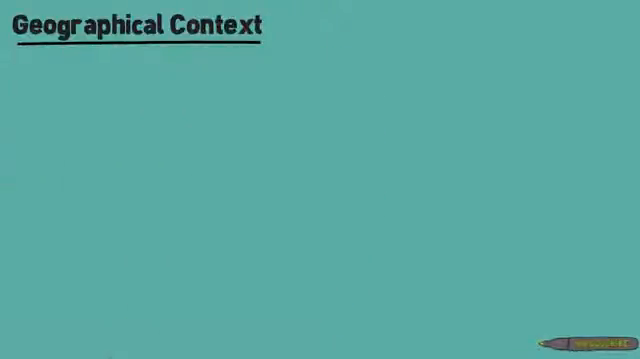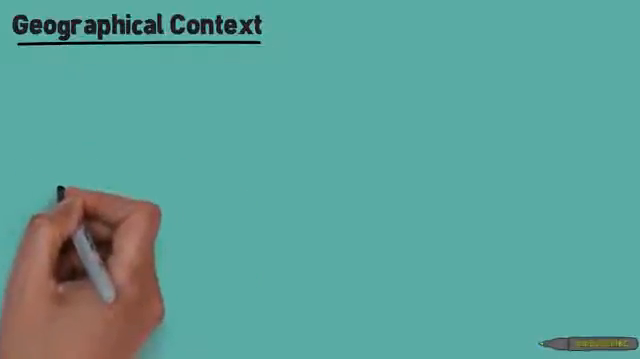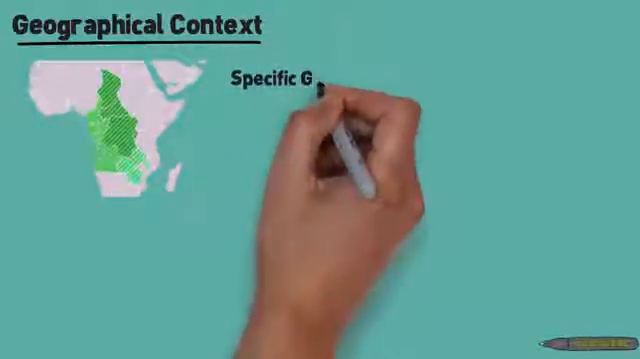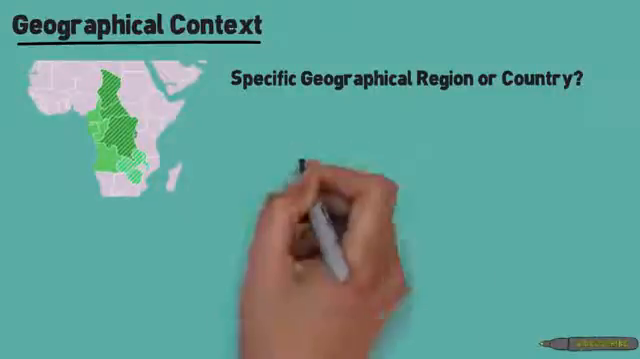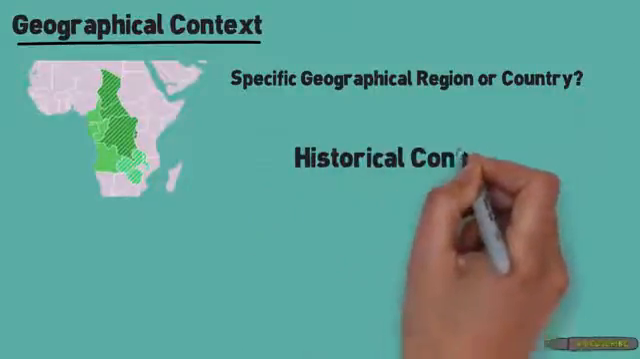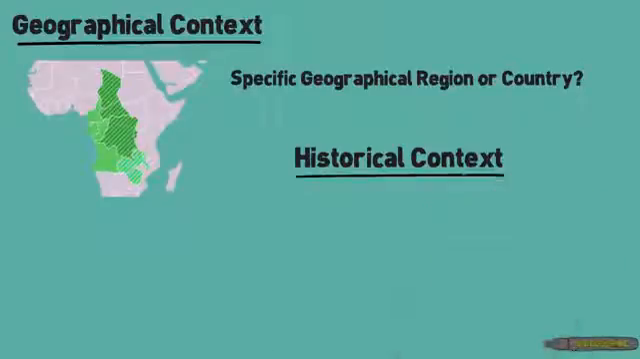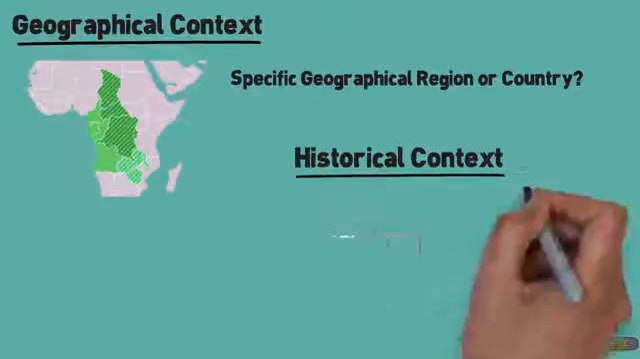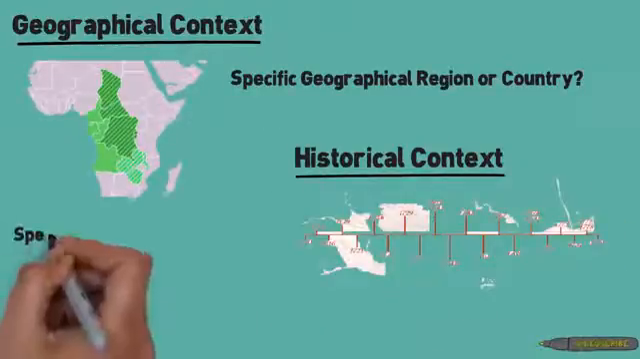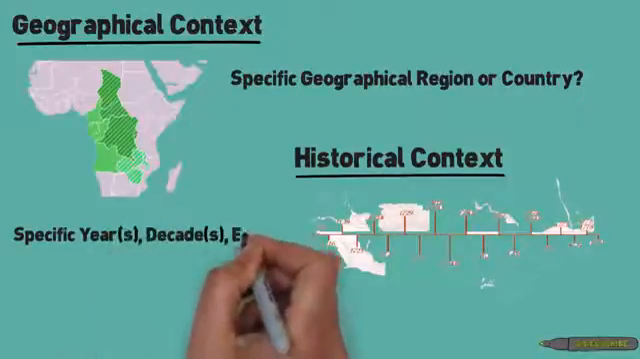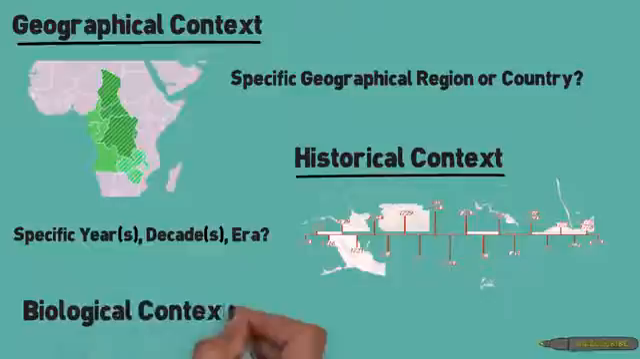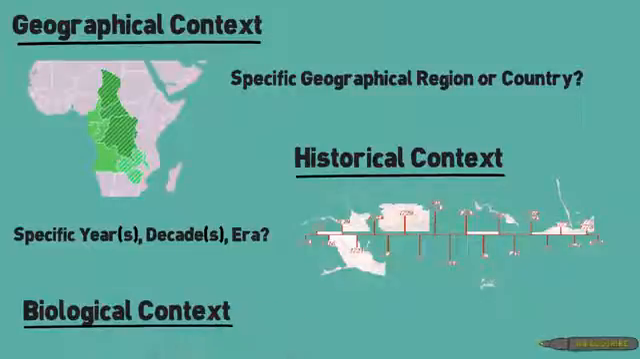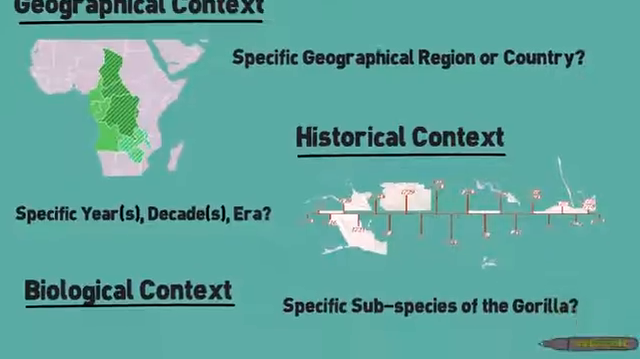Is there a geographic region or country in which gorillas are specifically affected by deforestation? Perhaps you want to focus more on a historical context. Is there a certain time aspect you want to write about? Perhaps the time when deforestation really started to affect gorillas. And third, with this topic, you could also add biological context. Perhaps there's a specific subspecies of the gorilla that you're interested to write about.